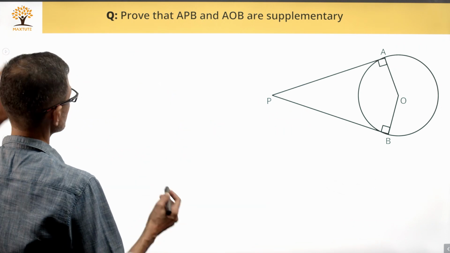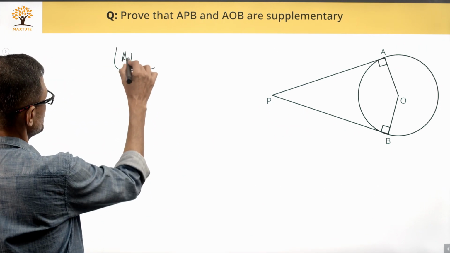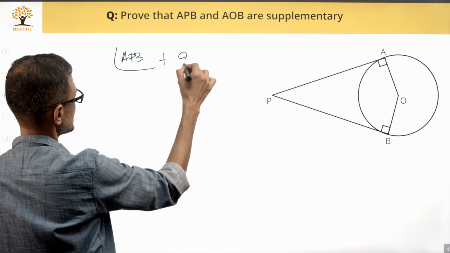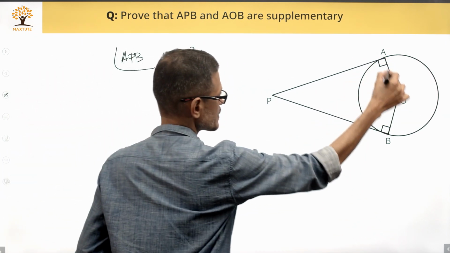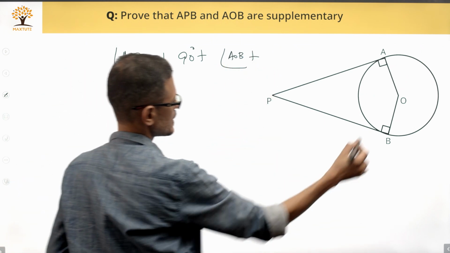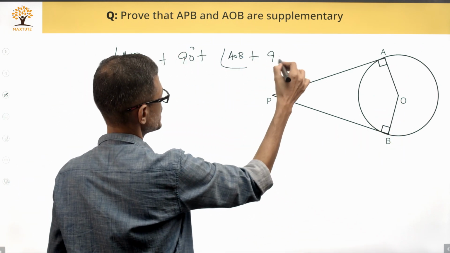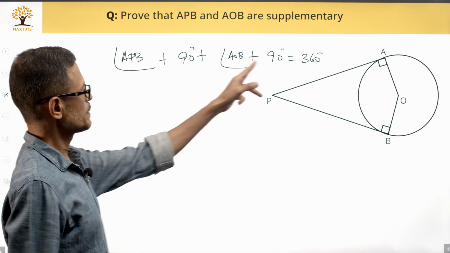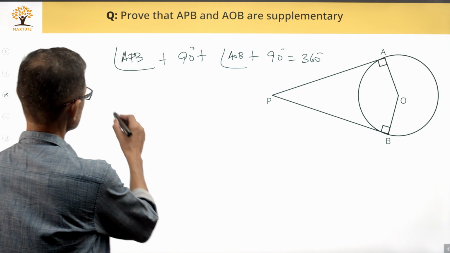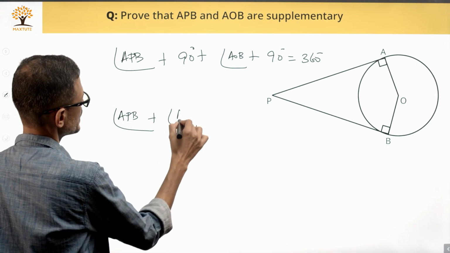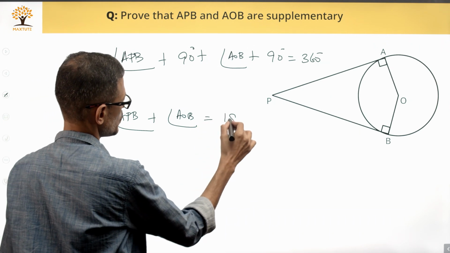Angle APB, we'll retain it as APB, right? Angle PAO is equal to 90 degrees plus angle AOB plus angle OBP, which is also equal to 90 degrees. This sum is equal to 360 degrees. 90 plus 90 is 180. Take it to the right hand side. That will leave us with angle APB plus angle AOB to be equal to 180 degrees.